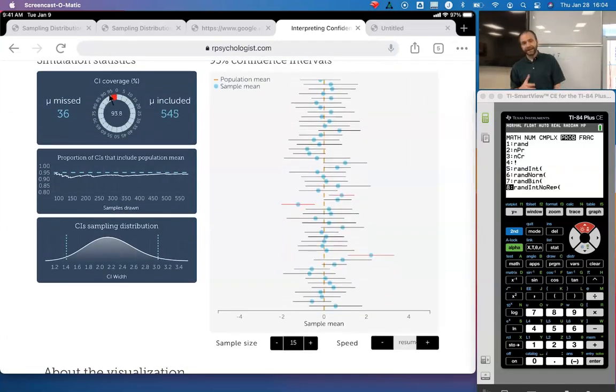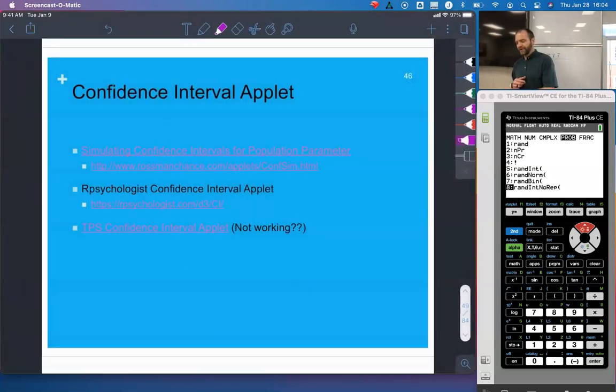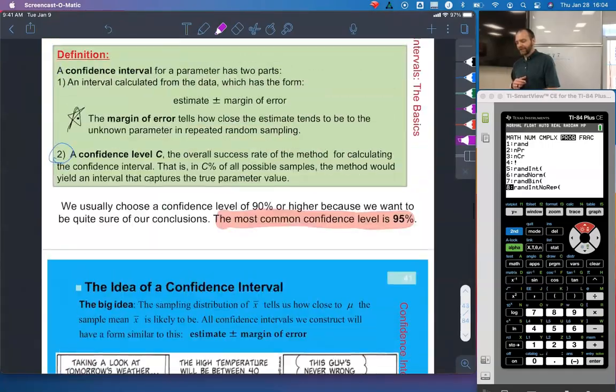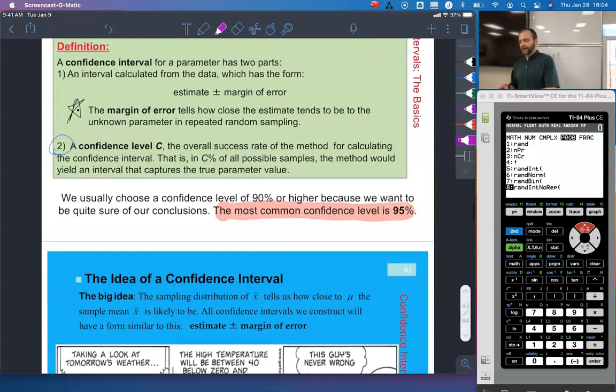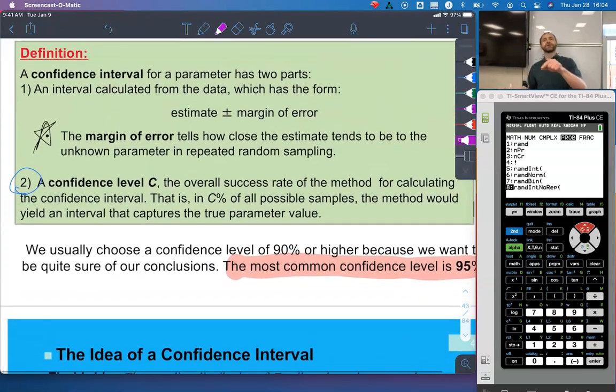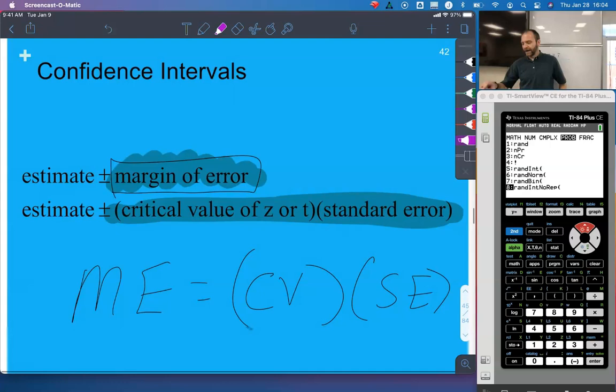And really the idea here is this. If we go back to the notes and we look at what a confidence interval is and what a confidence level is, there is a difference. In the beginning, I could tell you what a confidence level is. It is the overall success rate of the method for calculating the confidence interval. C% of all possible samples, all those segments that it was generating there, C% of those should capture the true parameter value. And so let's go through and look more at the information of this.